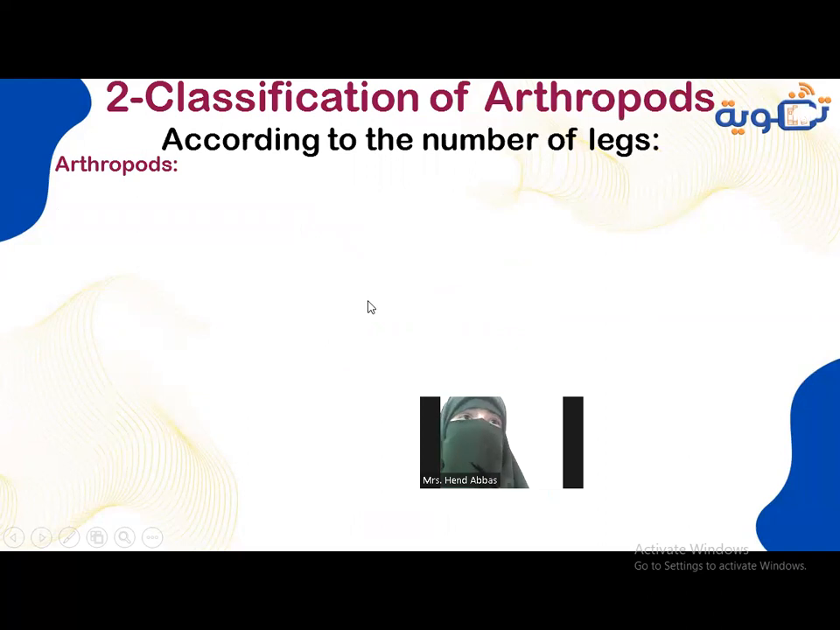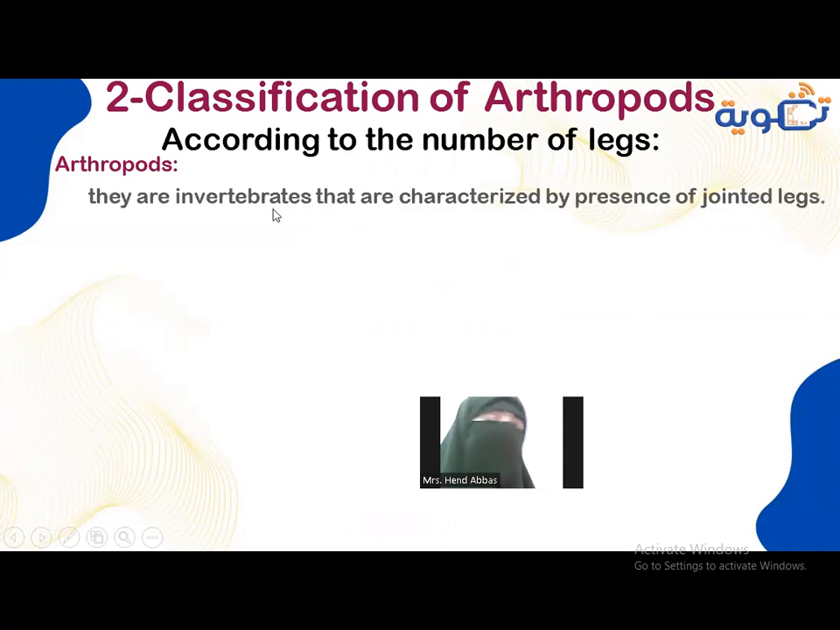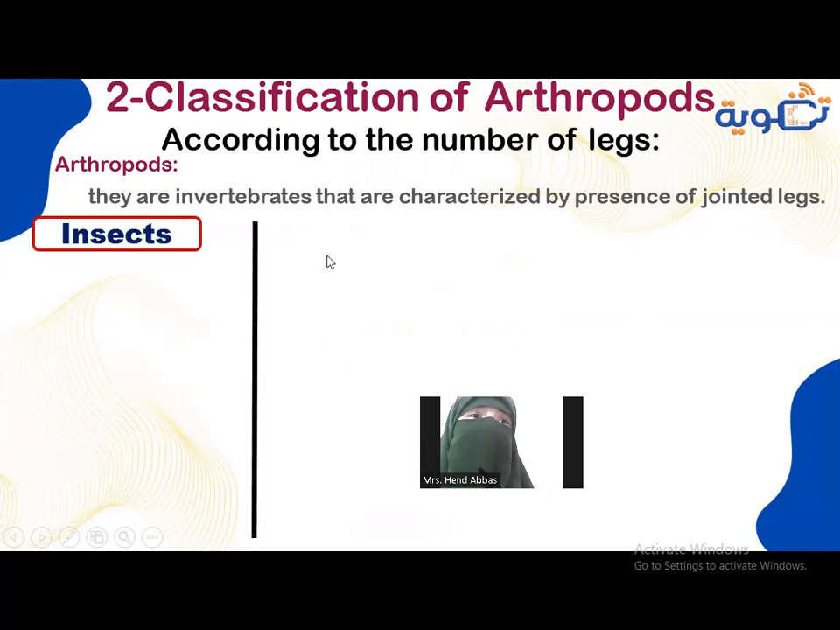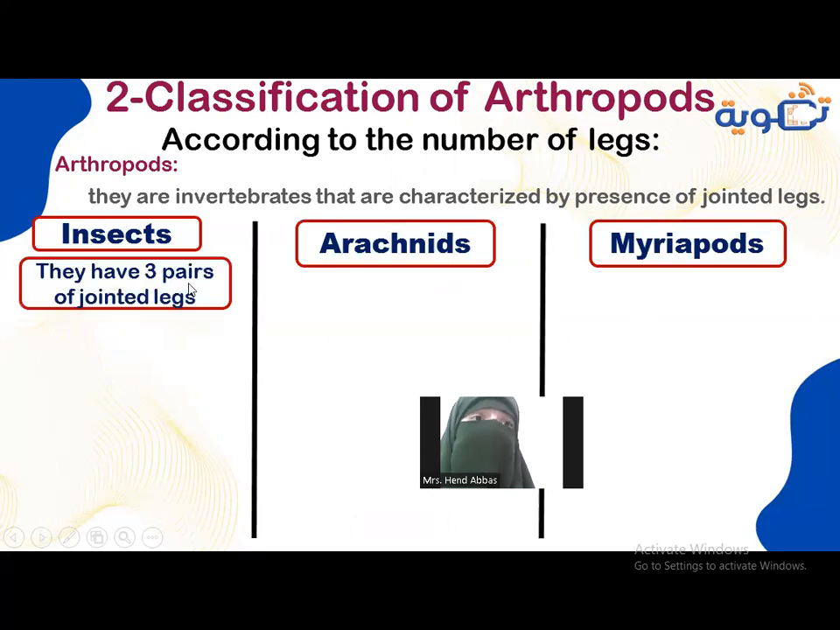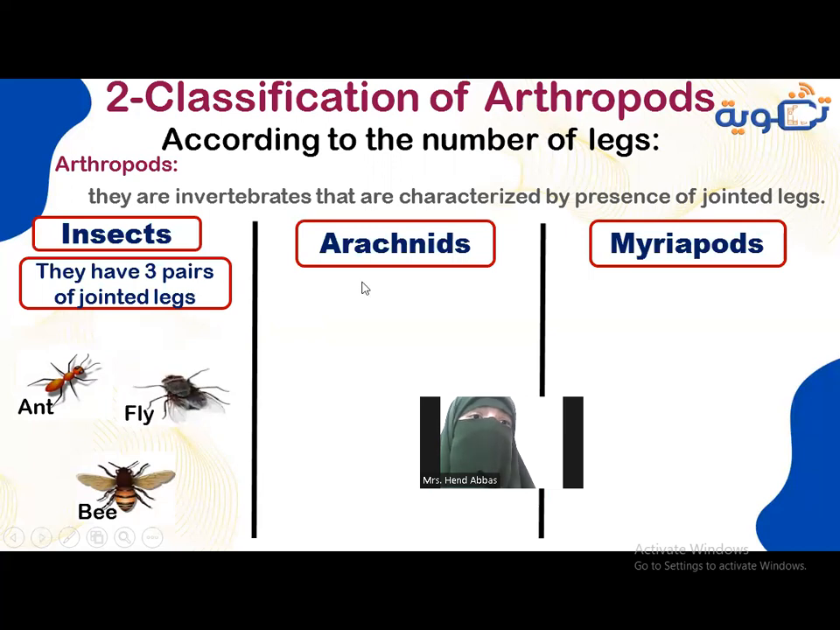According to the number of legs, we divide the arthropods into groups. But what are the arthropods? Arthropods are invertebrates. They don't have vertebral columns, and they have jointed legs. So we divide them into 3 groups: insects, arachnids, and myriapods. Insects have 3 pairs of jointed legs, like ants, bees, and flies.